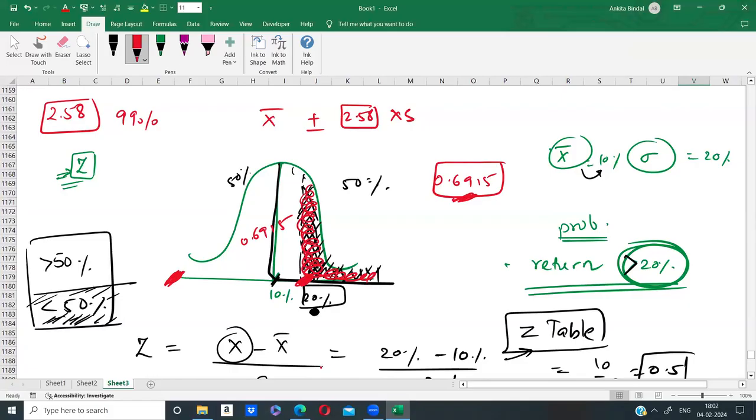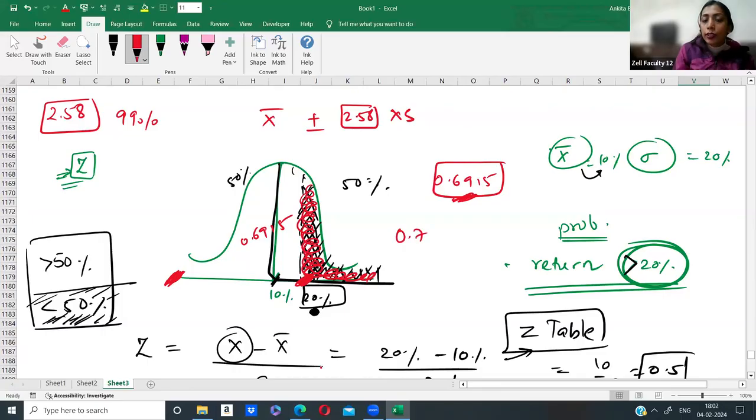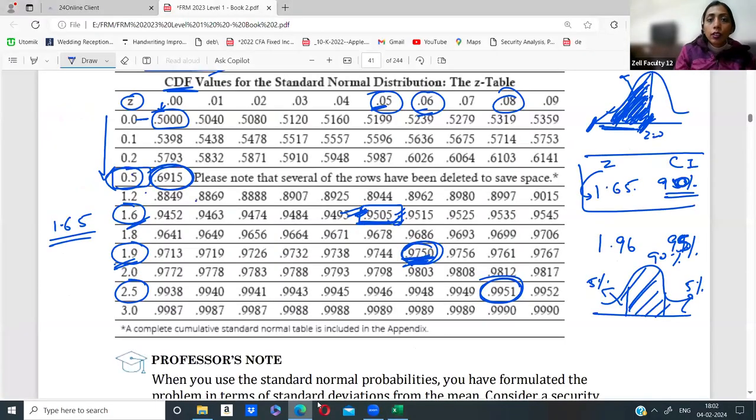1 minus 0.6915, so that would be 0.3085. So 30.85% is the probability of getting a return greater than 20%. Using this data, there is a 30.85% probability that the returns will be greater than 20%. Do you understand, guys? Do you get the point here?